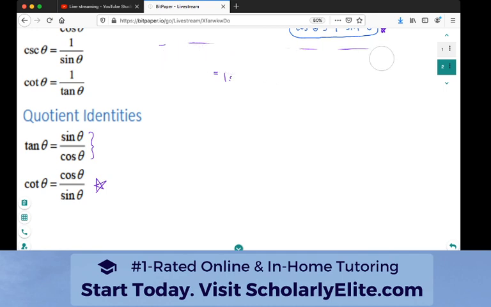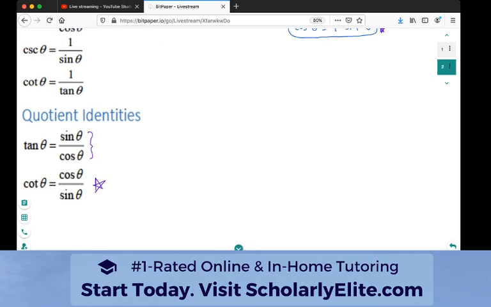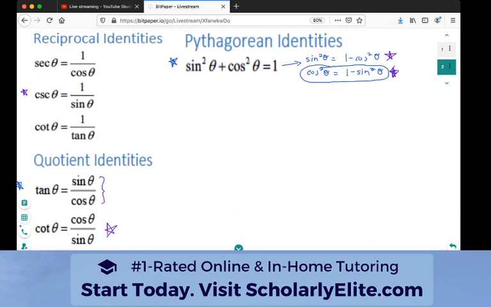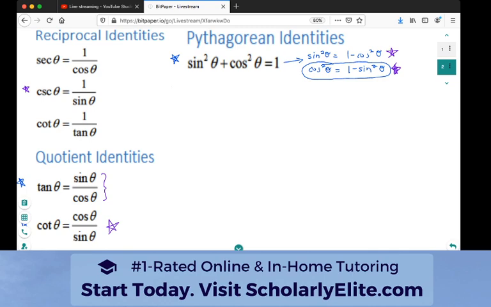Okay. So again, I just want to reiterate, keeping in mind all of these key identities. Some teachers actually have you memorize them, some don't. I think that memorizing this isn't too crazy, but I know that some of these can be a little bit harder to memorize.